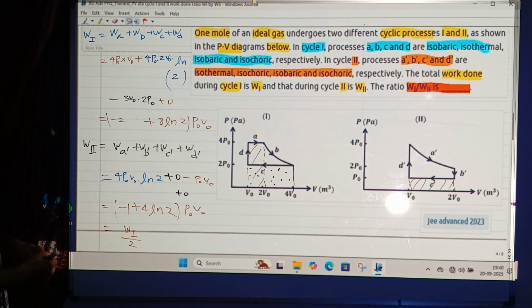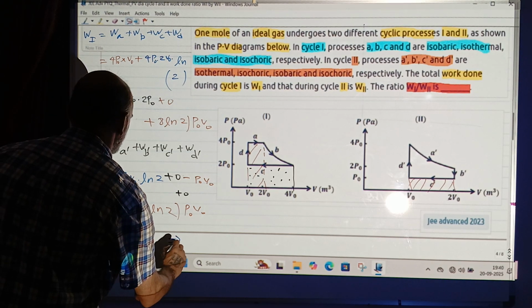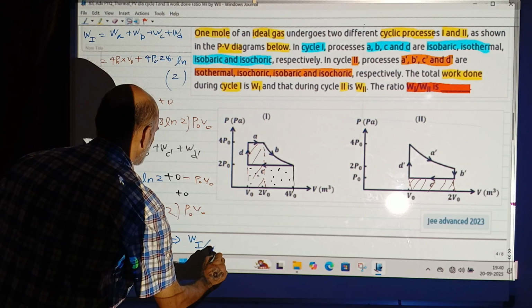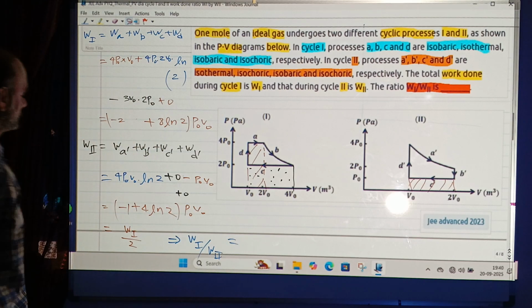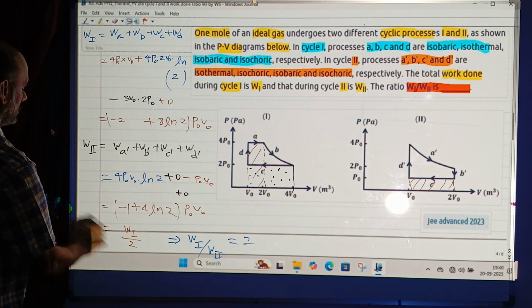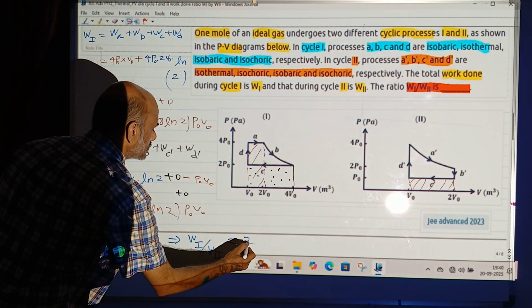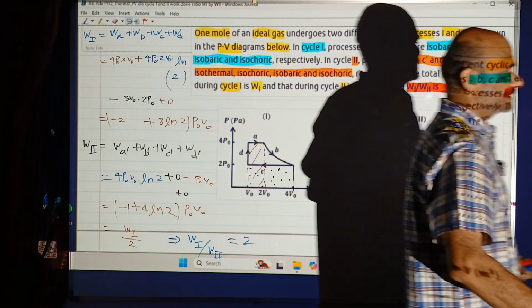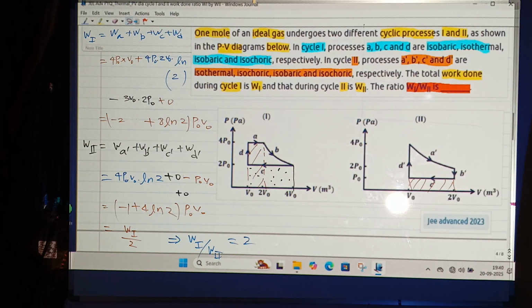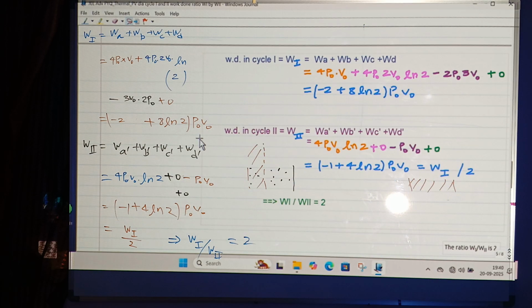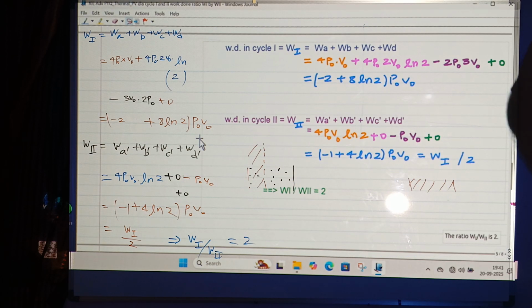So from this I'll get the ratio of the work done in the 2 cycles, W1 by W2, equal to 2. So the answer to this question is the ratio of the work done in the 2 cycles, which is 2. Two is the correct answer.